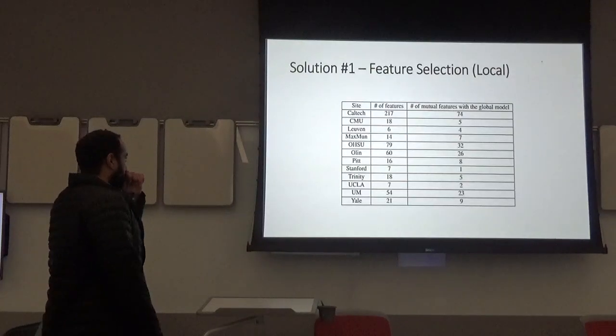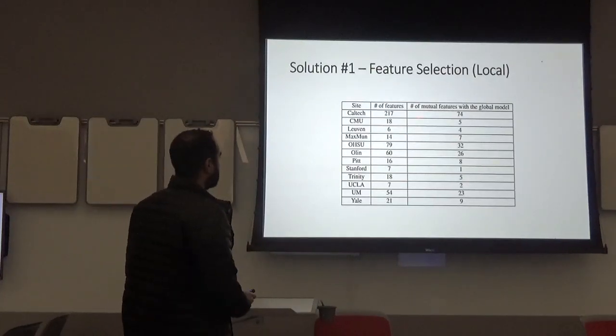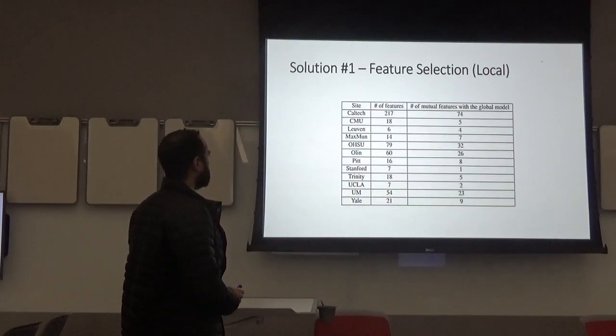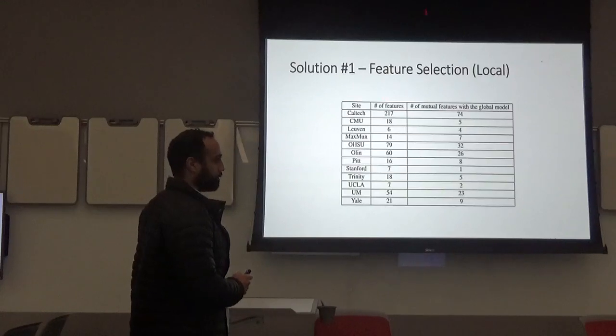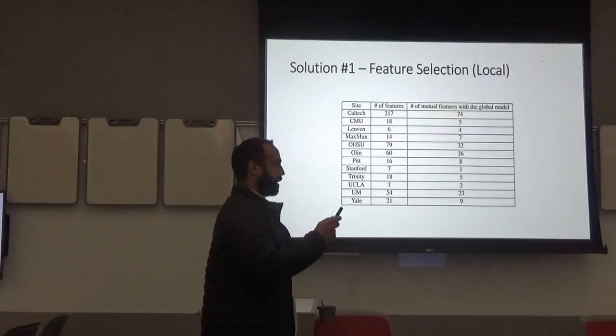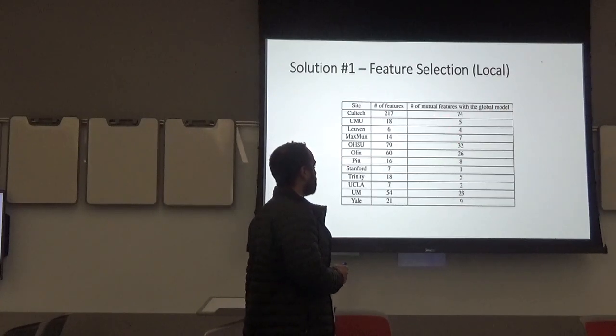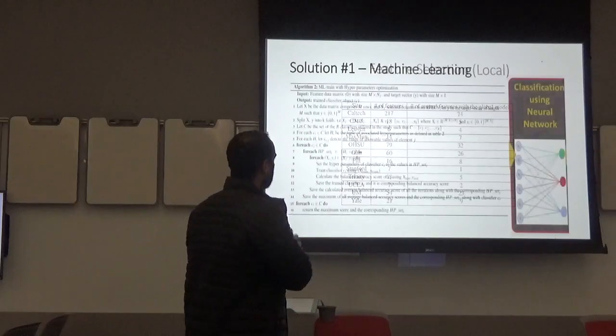So we run this algorithm over the whole data set, and then over each site, and then we just get the number of mutual features. The number of optimum features to classify subjects in Caltech is 217. And for the global model over the whole data set, it's 74. And this goes on for the rest of the table.